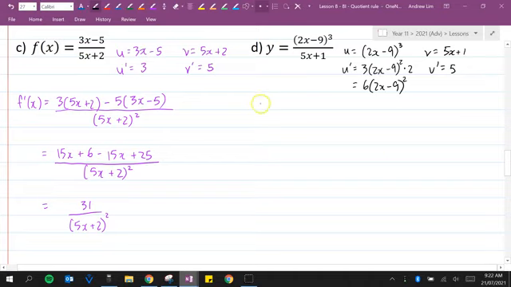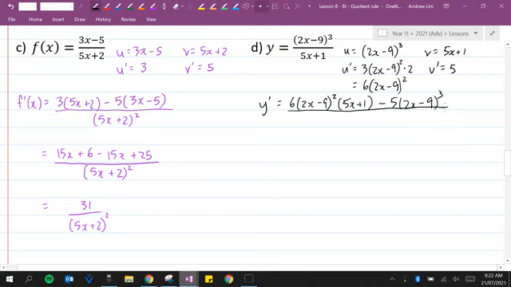We've got not f dash of x, we're going to use y dash because we've got y here, is equal to vu dash. So I'm going to times this one and this one. That's going to give me 6 (2x minus 9) squared (5x plus 1). We're going to minus uv dash. That's 5 lots of (2x minus 9) cubed, all over v squared, (5x plus 1) squared.